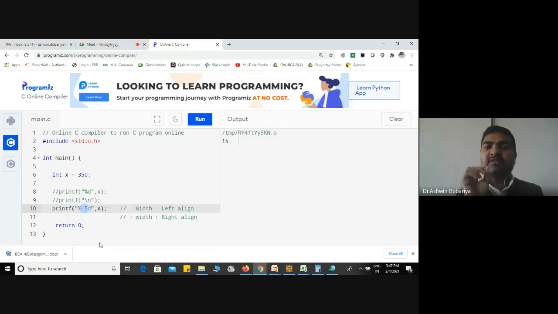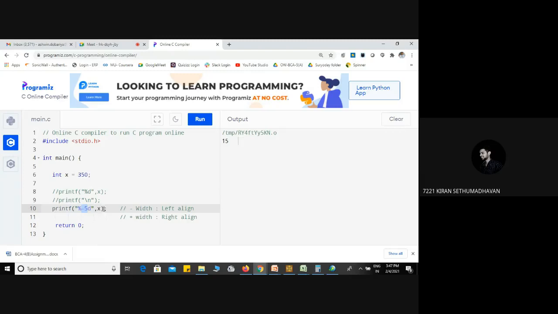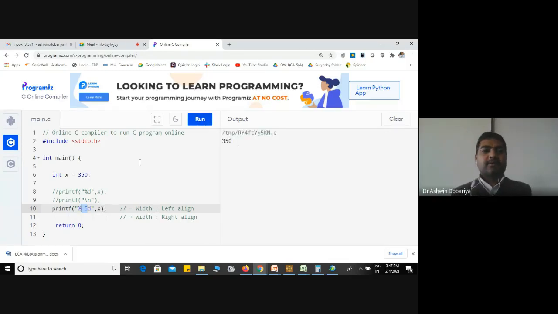Then how many spaces will be displayed? 5? 2, sir, only 2, because the data is of 3 digits. So 3 digits, and the remaining 2 are spaces. So 350, total width is 5, the remaining 2 are spaces, and after that the cursor will blink. I hope it is clear.